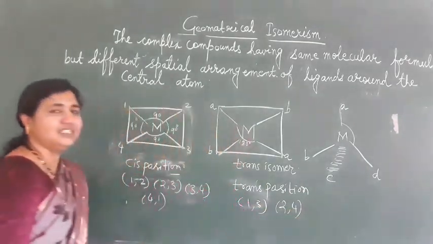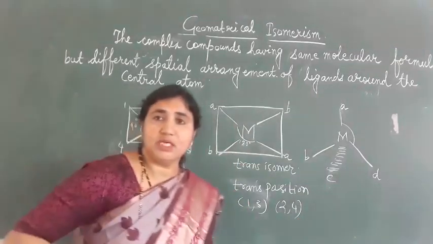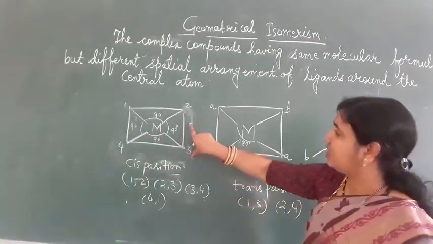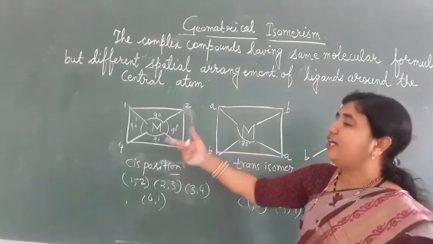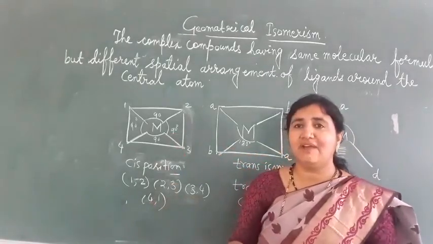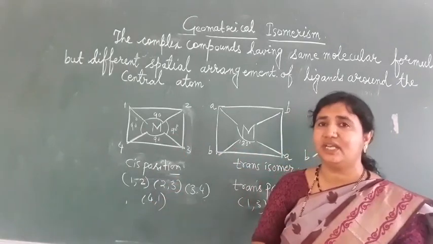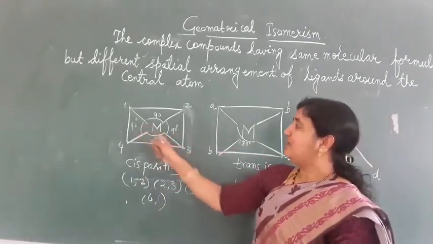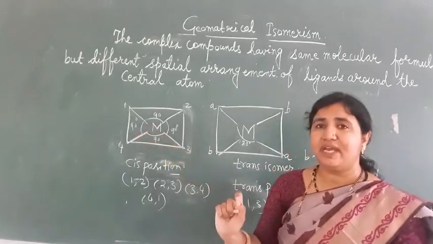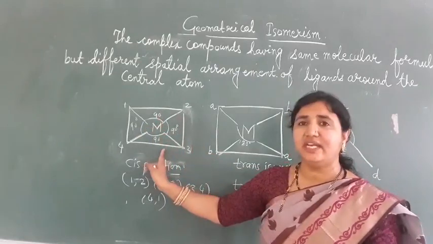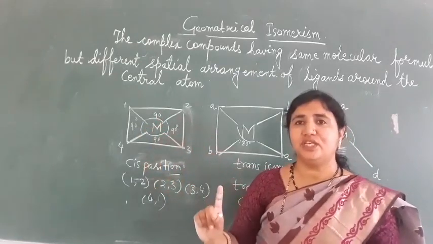These are the trans positions. So for geometrical isomerism to occur in a complex compound, we should have heteroleptic compounds. Heteroleptic compounds means two types of ligands should compulsorily be there, and the angle between the ligand pairs should be of two types. One is 90-degree, one is 180-degree. 180-degree should compulsorily be there.